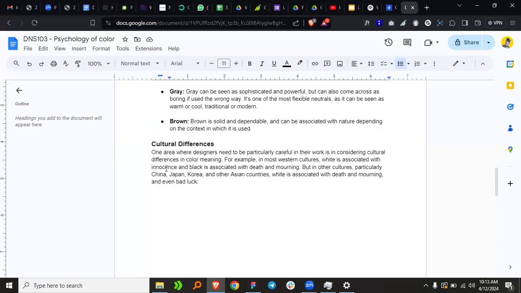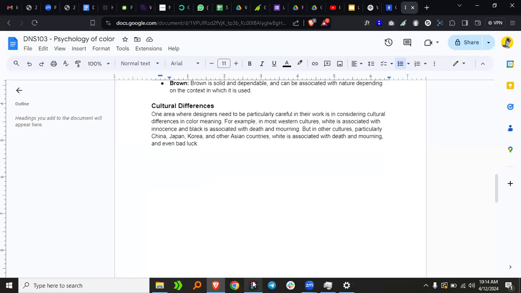Another thing to take note of while considering color is cultural differences. One area where designers need to be particularly careful is cultural differences in color meaning. For example, in most Western cultures, white is associated with innocence and black with death and money. But in other cultures, particularly China, Japan, Korea, and other Asian countries, white is associated with death and money. So you see a total reverse of the meanings in color, and even bad luck. Imagine white is associated with bad luck.